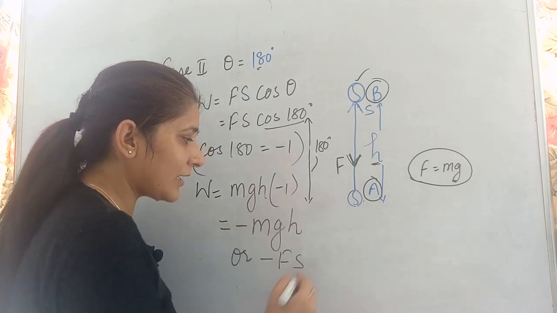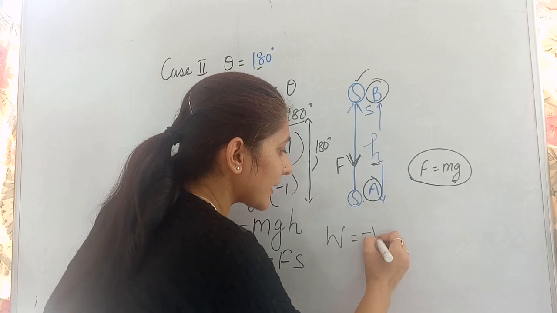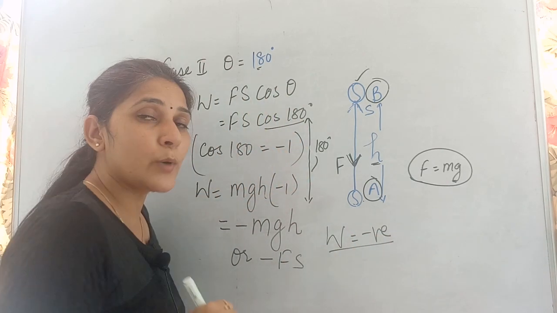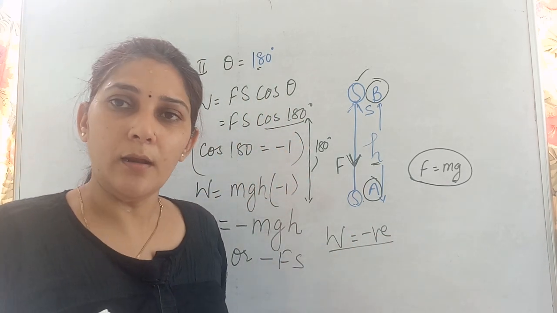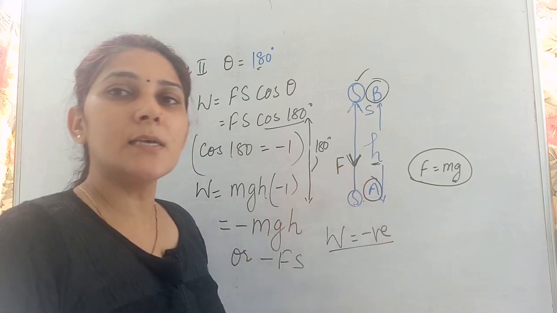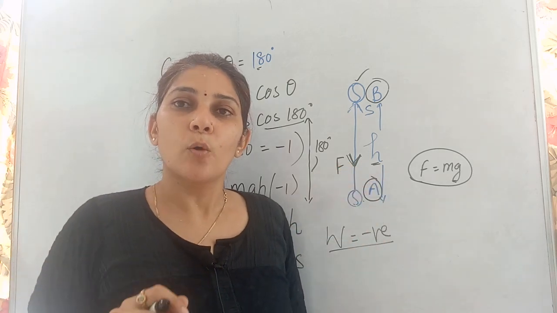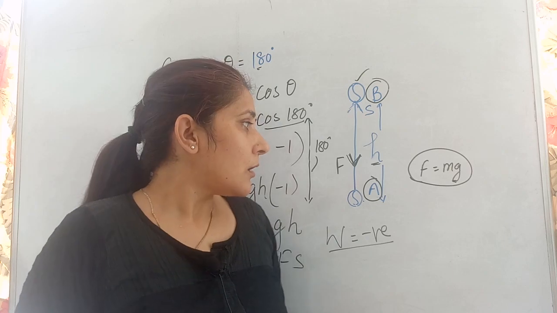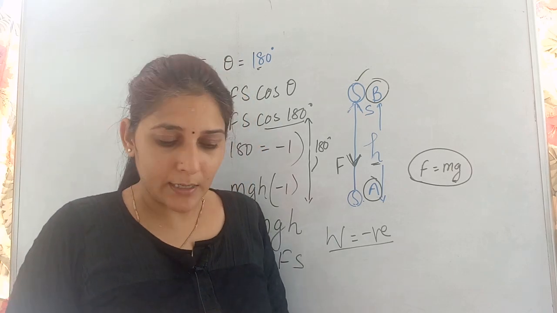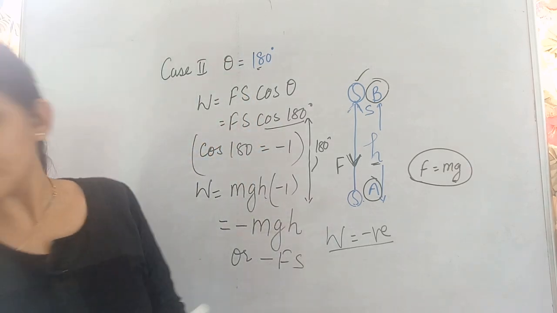Okay, so what can we conclude? Work done is negative in this situation when theta is 180 degrees. We can discuss one more example regarding this. What is that example?